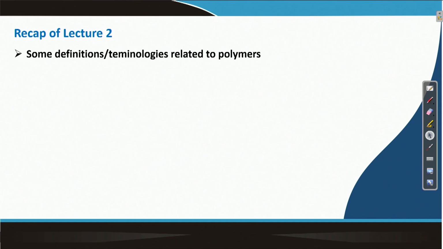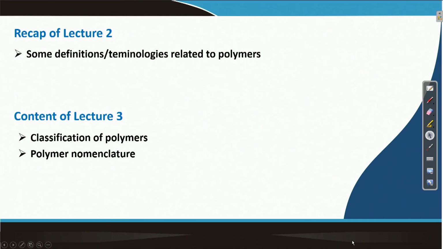In the last lecture, we had discussed some definitions and terminologies related to polymers, for example, degrees of polymerization, repeating units, structural units, and the terms polymers and macromolecules and so on. In this lecture, we will divide polymers into different classes based on some parameters, and also will introduce how to name polymer molecules.